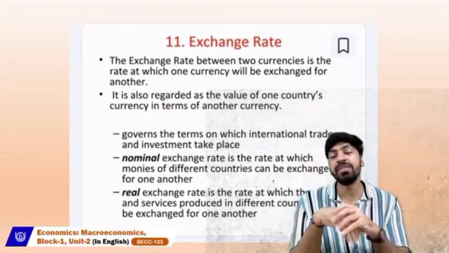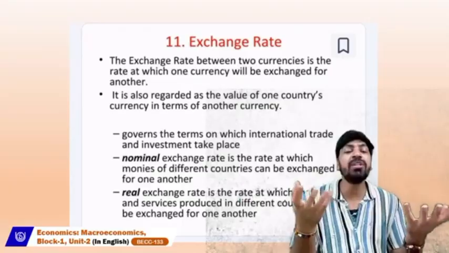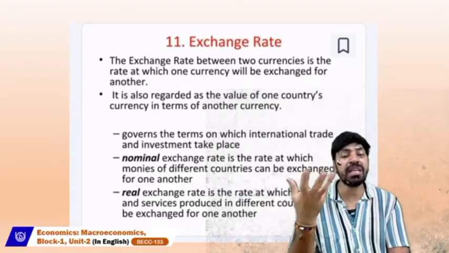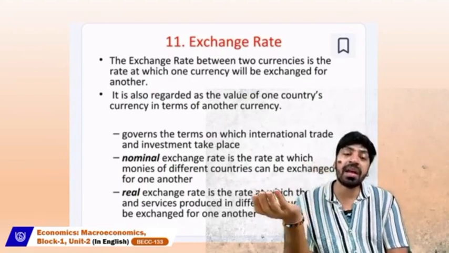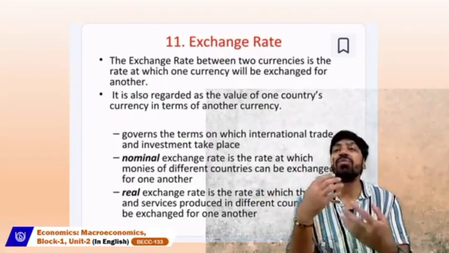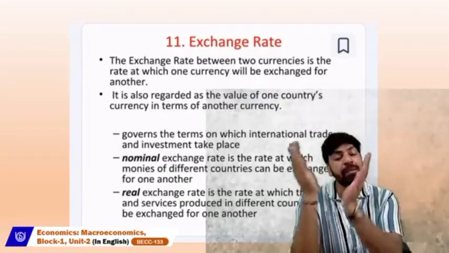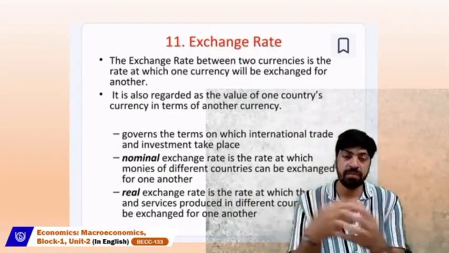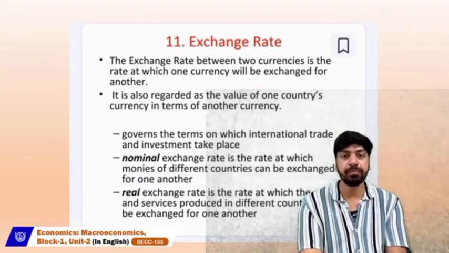For example, when we talk about education, where students pay their tuition fees in another currency, the nominal exchange rate would apply. So whatever the exchange rate of that particular currency is will be used. So this is the overview of the exchange rate.